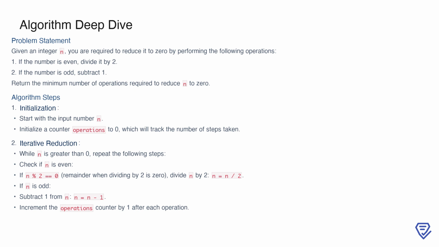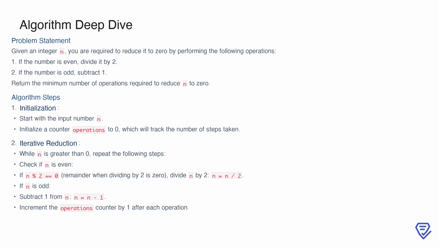The problem we're solving here is to reduce a given integer, n, to 0 using the minimum number of operations. The operations are simple: if the number is even, we divide it by 2. If the number is odd, we subtract 1. Our goal is to count how many of these operations it takes to bring n down to 0. To achieve this, we start by initializing a counter, called operations, with a value of 0. This counter will track the total number of steps taken.